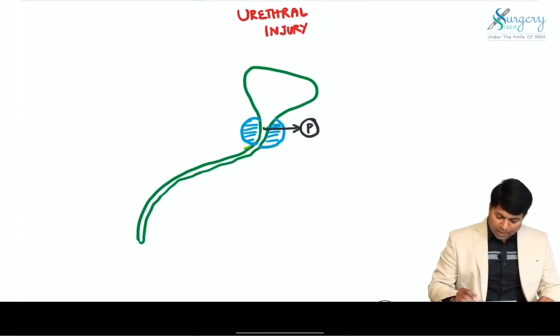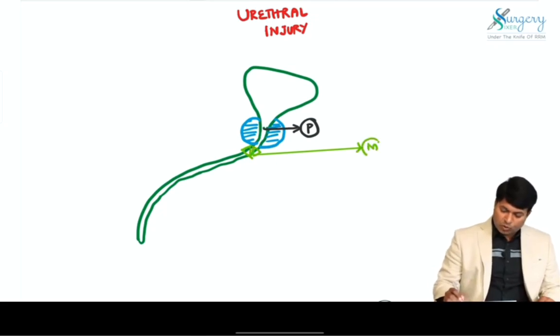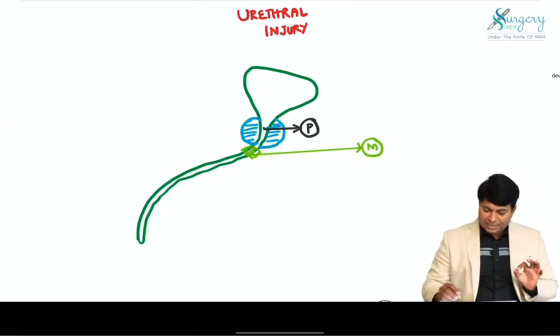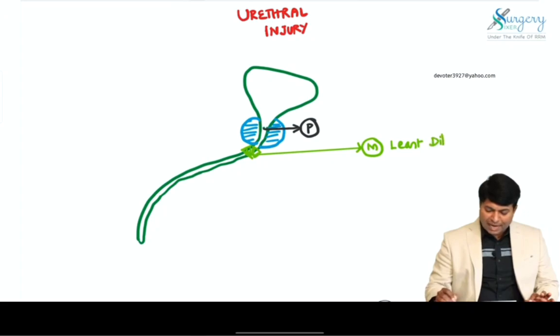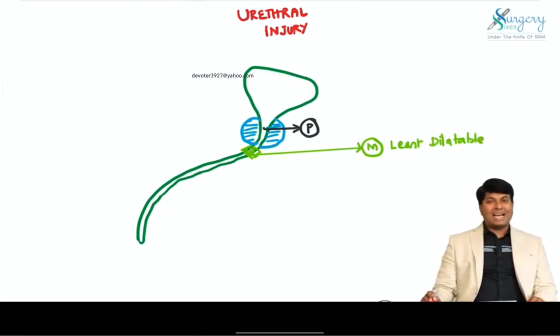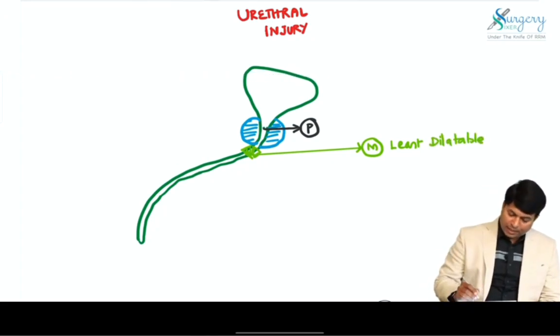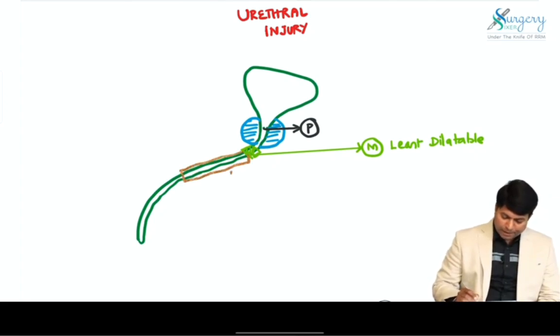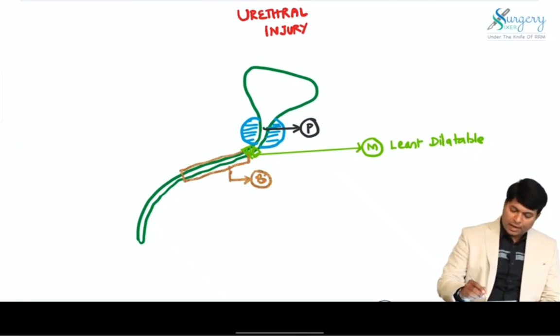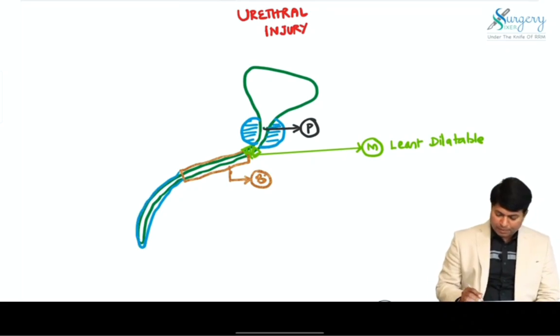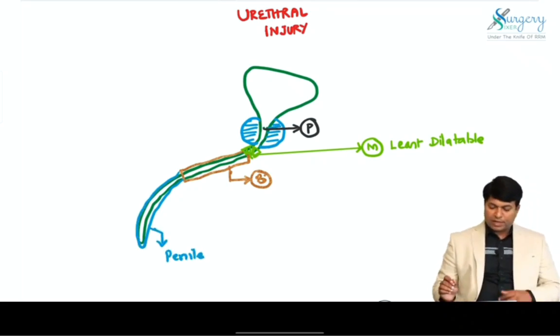Then comes the most important urethra, the membranous urethra. This light green I am putting as membranous urethra. What is the MCQ? Anatomy MCQ from membranous urethra: the least dilatable part of the urethra is the membranous urethra. Then comes the bulbar urethra, and then the penile urethra. So these are the 4 parts of the urethra.